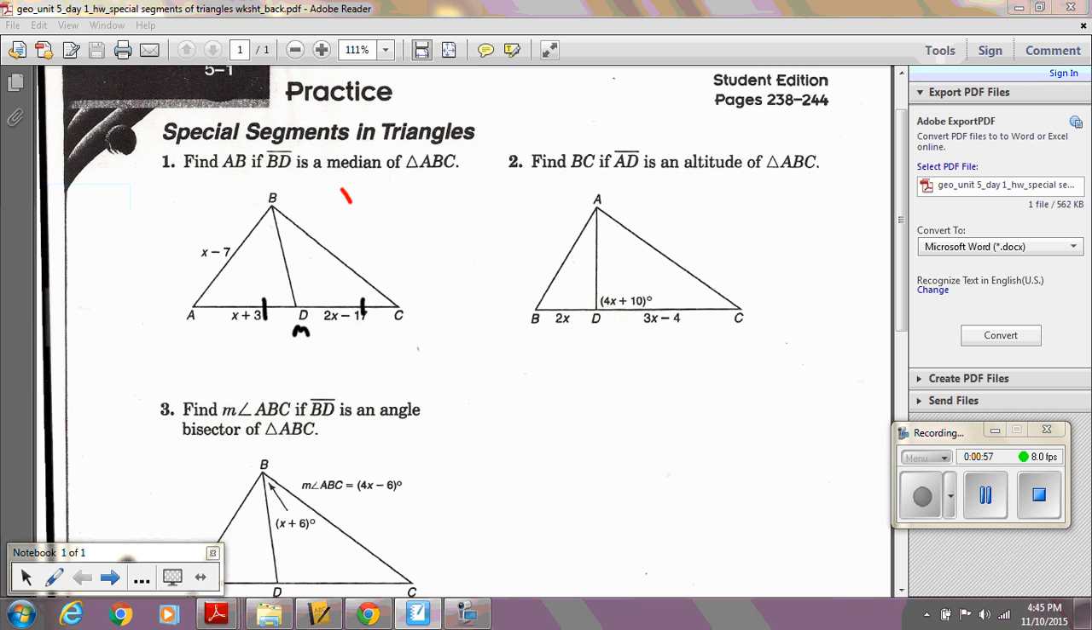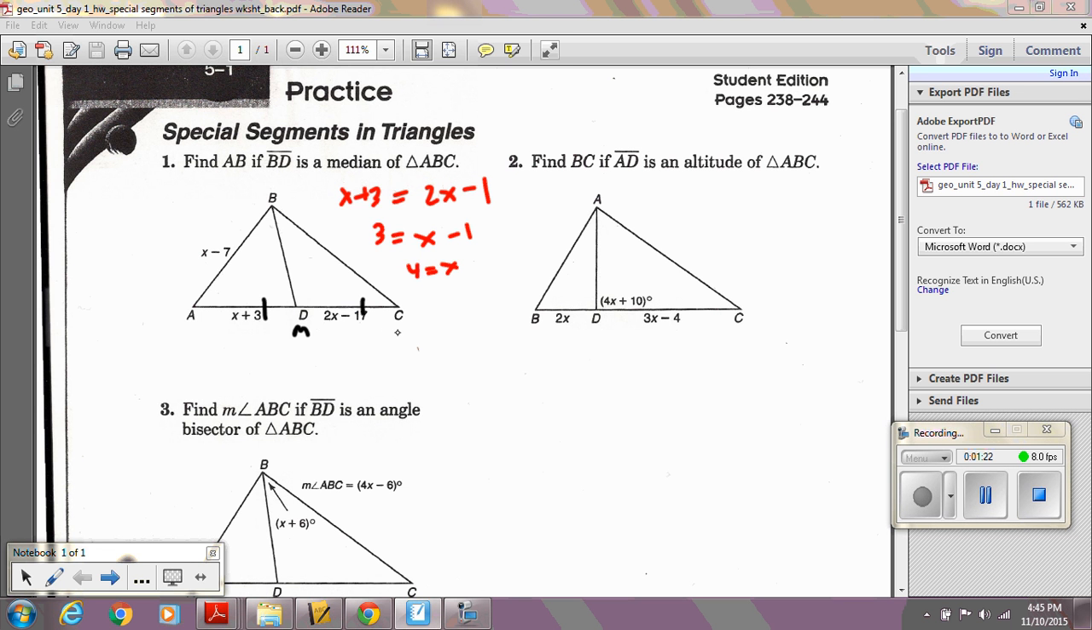So that means x plus 3 equals 2x minus 1. Now we're going to find x. Subtract x on both sides. That leaves it with 3 equals x minus 1. Then add 1 to both sides, so that means 4 is equal to x.